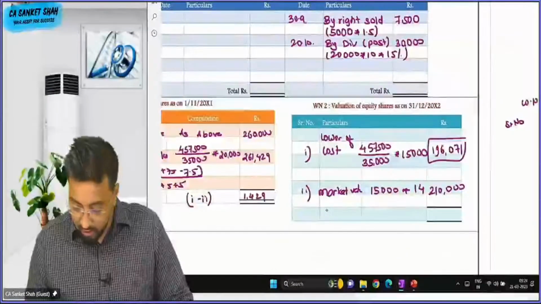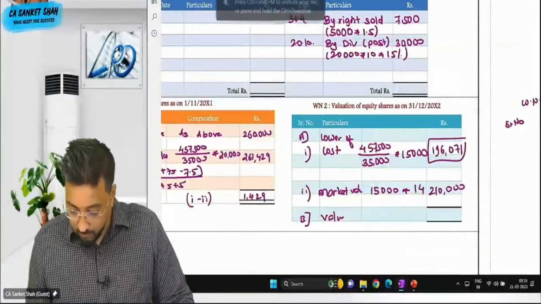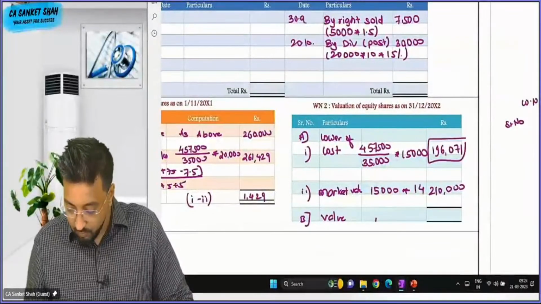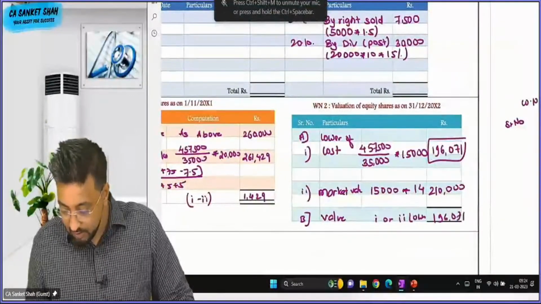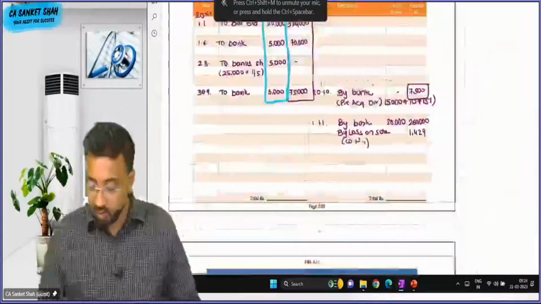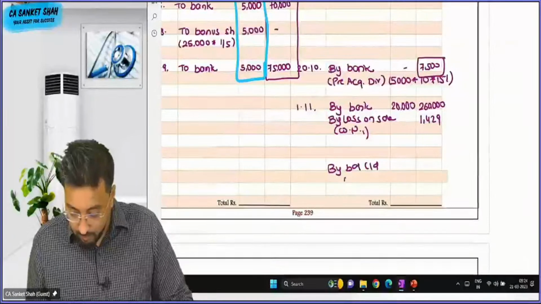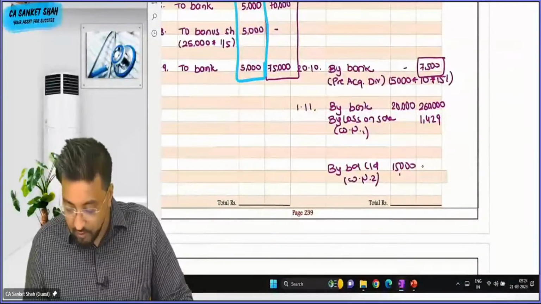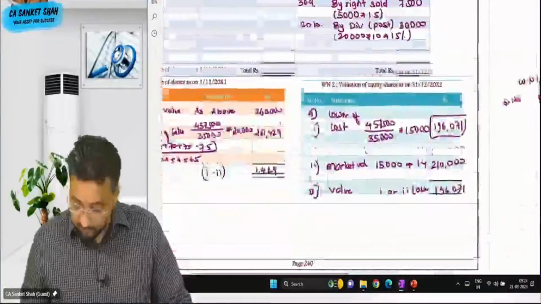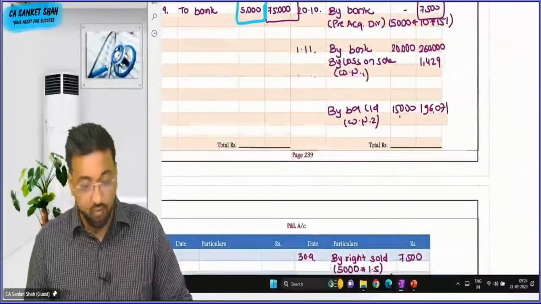So valuation, the lower of 1 or 2, 1,96,071. So I will write over here, by balance carried down, working note 2. How many shares am I left with? 15,000, and value is 1,96,071. Correct? Now take a total.